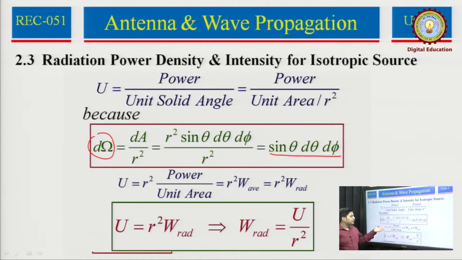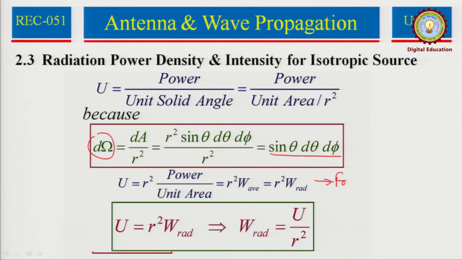Now, what is U? It is a far field quantity, as I stated earlier. It is r square times the power density. Remember for the isotropic source, in the previous slide, we derived the same. So W radiation is nothing but U divided by r square. This is another formulation of radiation density for the isotropic case.